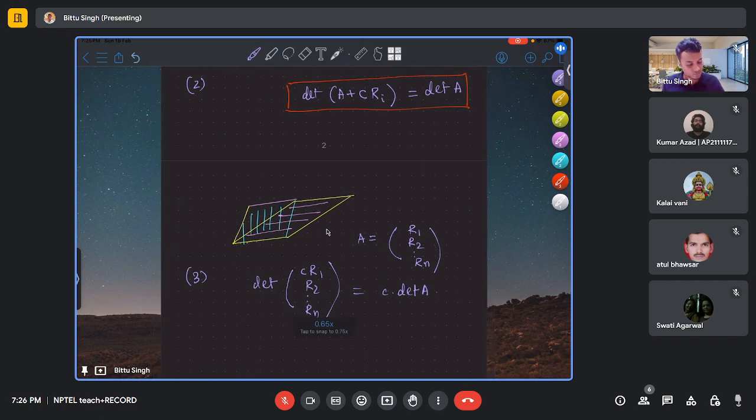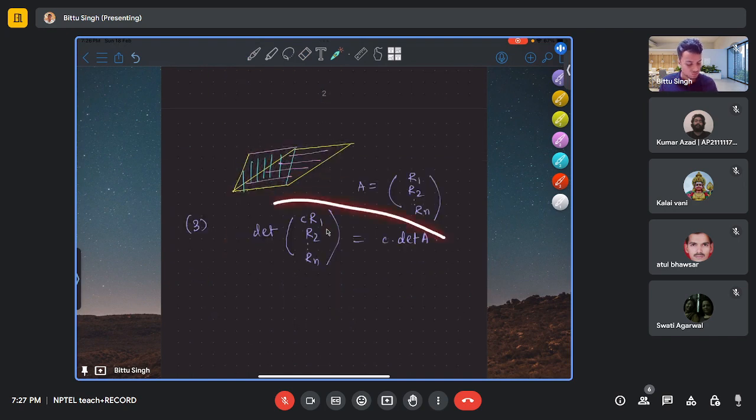This is also clear from the geometry, because if you stretch one side by, suppose C is the stretching factor, or if you stretch it two times, then area will be twice, because the older area is half of the new area. That is what it says.